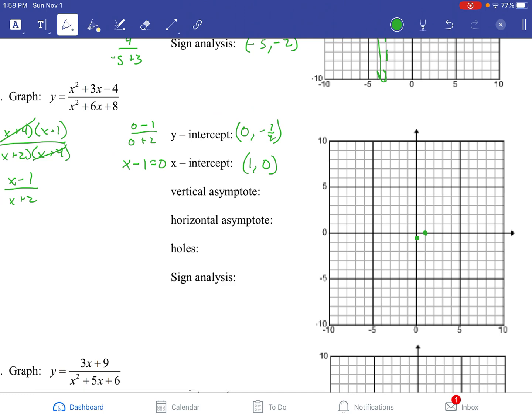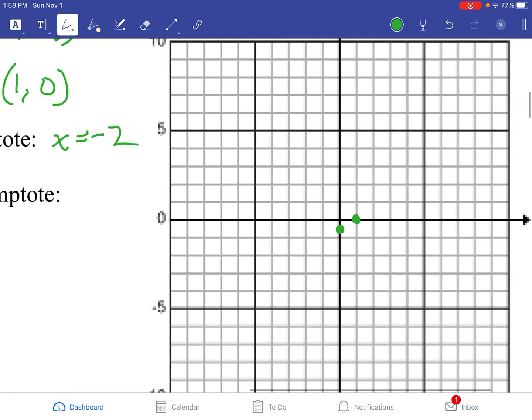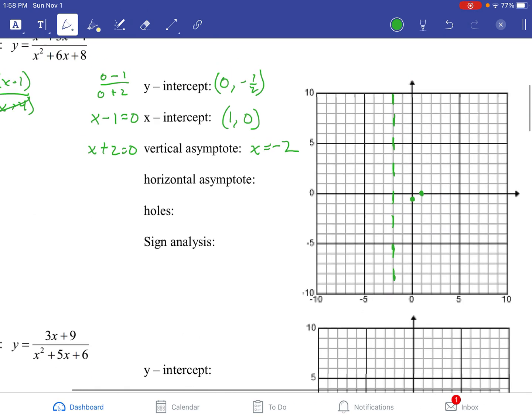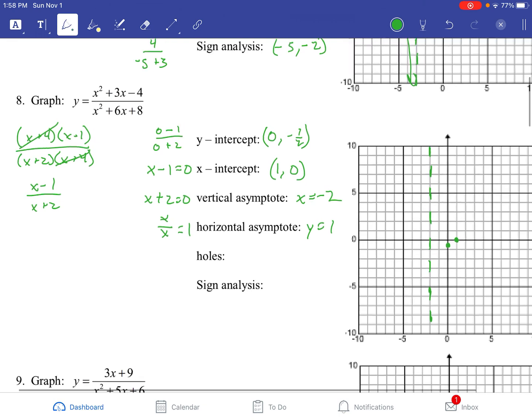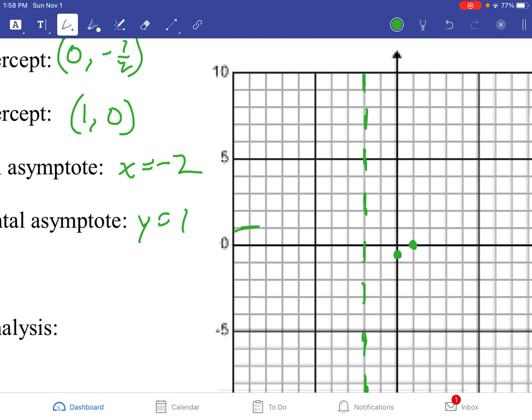All right, your vertical asymptote's the denominator set equal to 0. So you're going to have x equals -2. Draw that in there. Your horizontal asymptote is going to be the leading coefficient of the numerator and denominator, which is x over x, which is equal to 1. So y equals 1 for your horizontal asymptote.